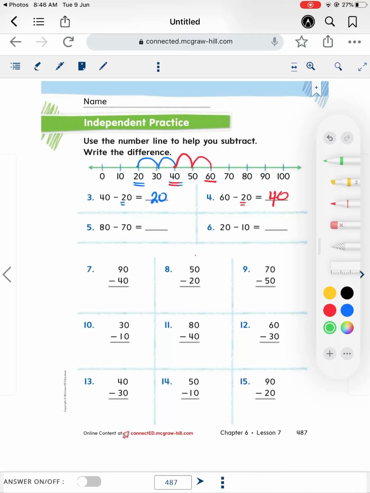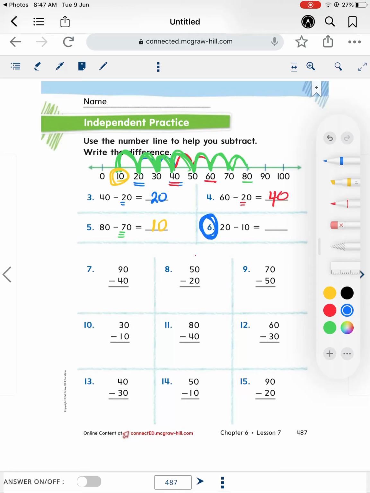How about this one? 80. This is 80. How many jumps? 7 jumps, or 70. Let's jump 70. 1 ten, 2 tens, 3 tens, 4 tens, 5 tens, 6 tens, and 7 tens. Or let's count in another way. 7 jumps. 1, 2, 3, 4, 5, 6, 7 jumps. Or let's say 10, 20, 30, 40, 50, 60, 70. As you wish, as long as you are finding the correct answer. So what is the answer here? 10. That's great. Question number 6 you will do and you will show me.